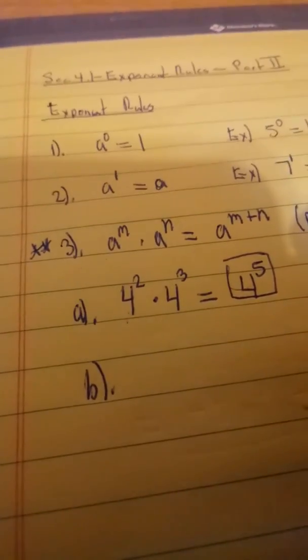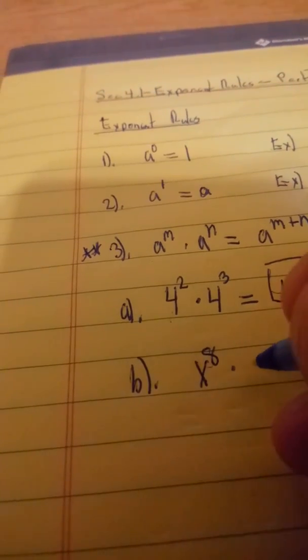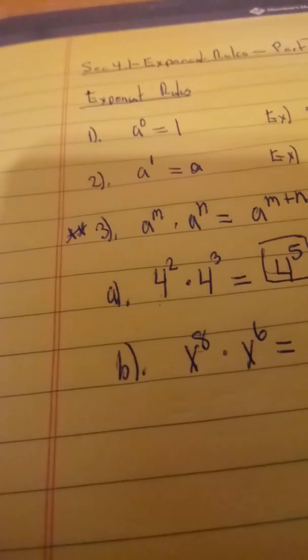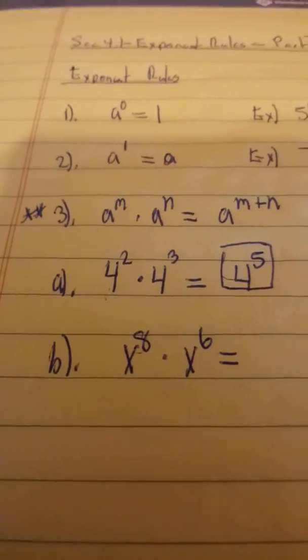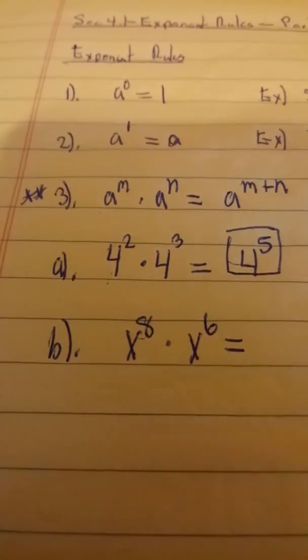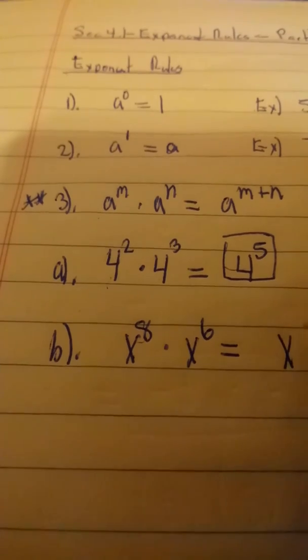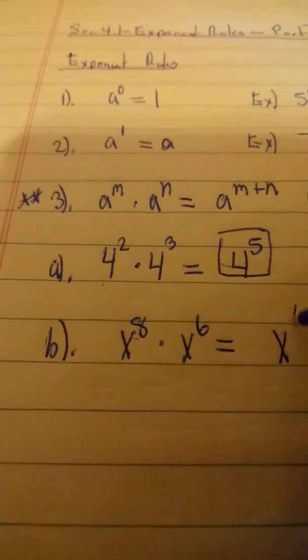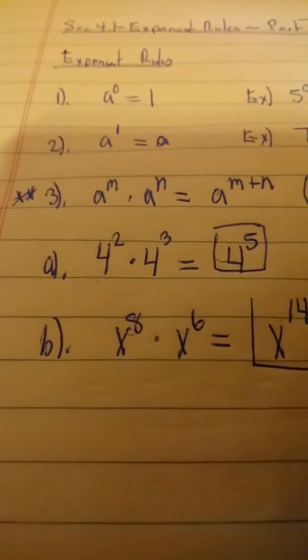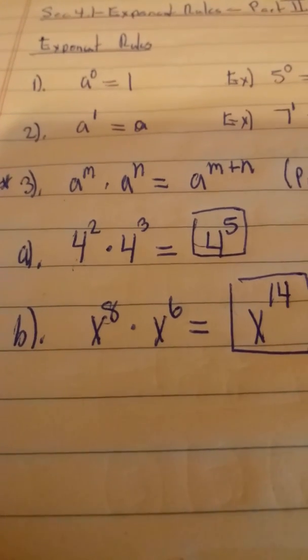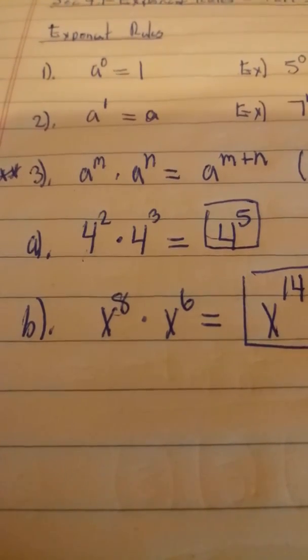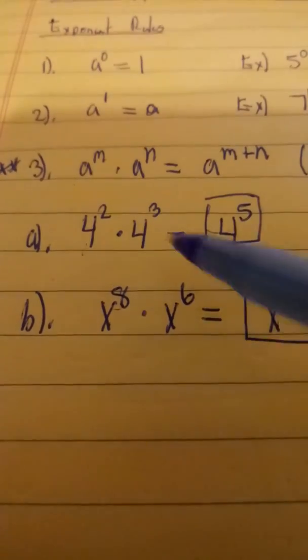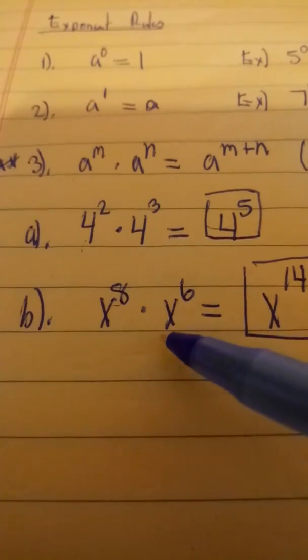Letter B. So letter B here, we have x raised to the 8th times x raised to the 6th. All right. So in this particular case, we're going to keep the x, and we're going to add the exponents. 8 plus 6, that'll be x to the 14th. And that would be your answer right there. So there you have two examples where you have a numeric base and you have a variable as your base, or basically a letter.